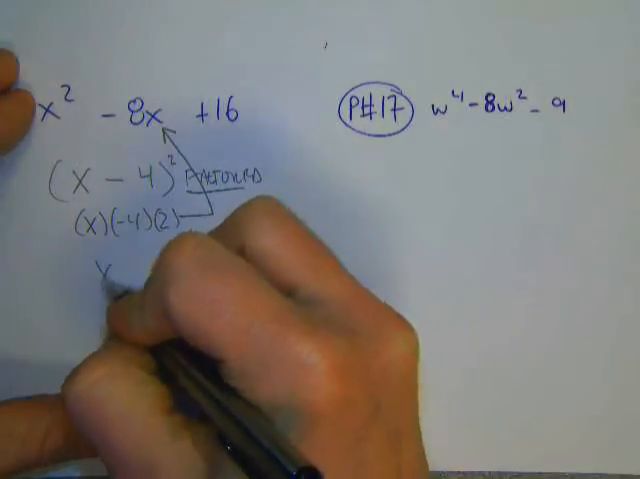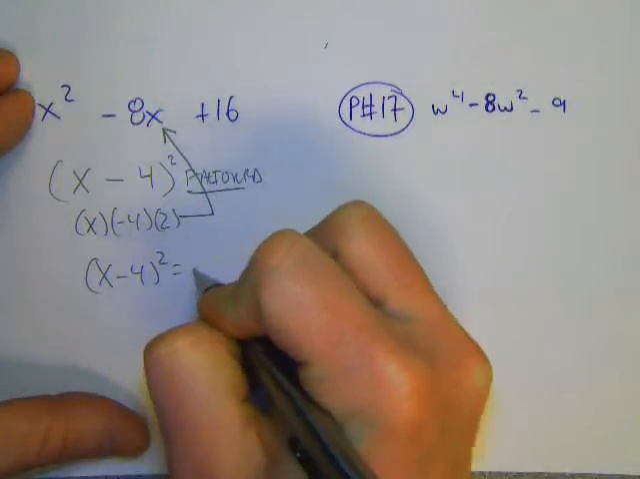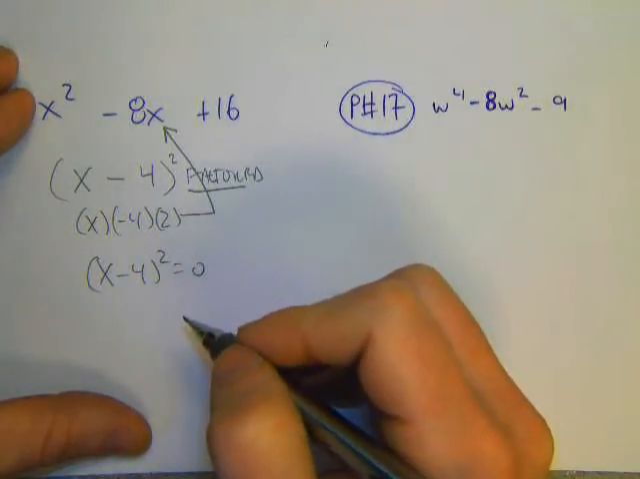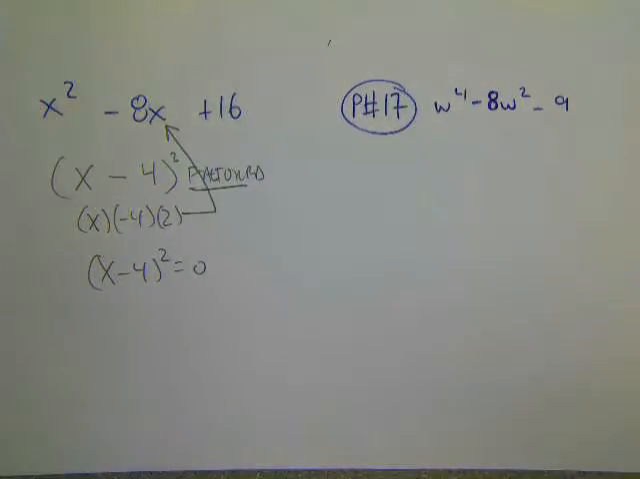And then if I was asked to solve, I just set it equal to 0 and solve it. Use my algebra. That's the only difference. There's just an extra step or two.